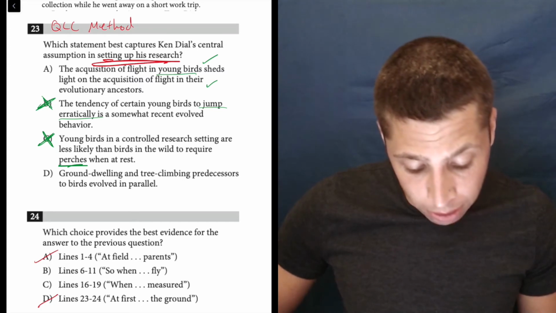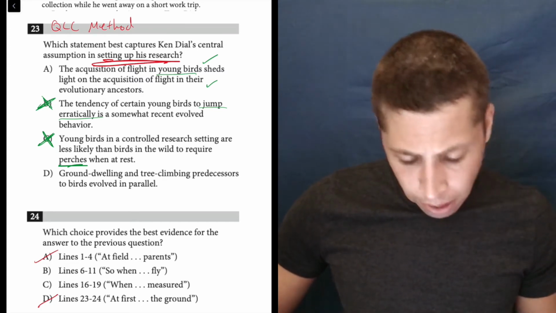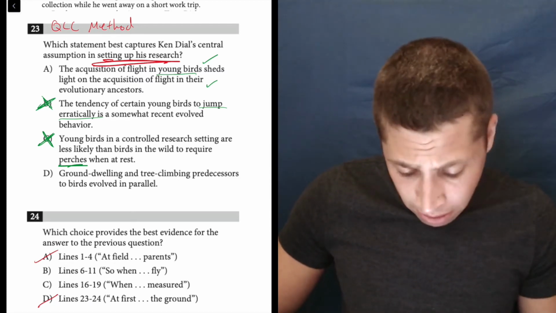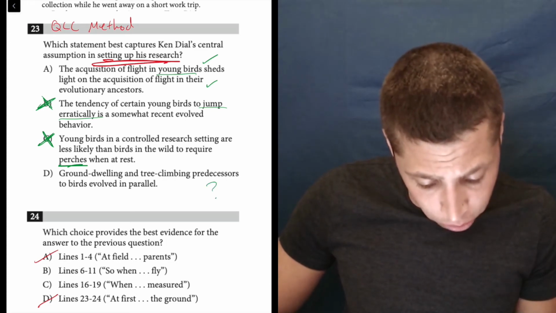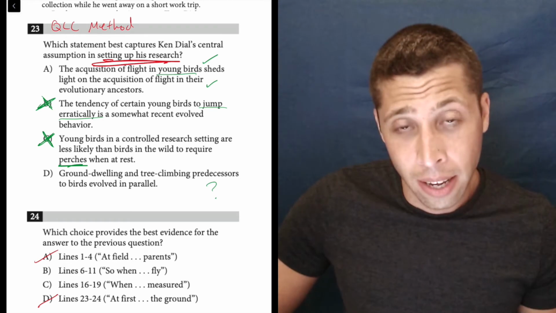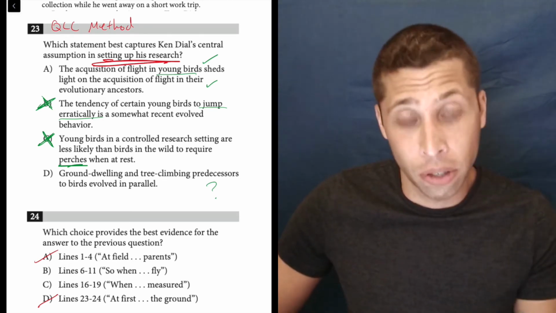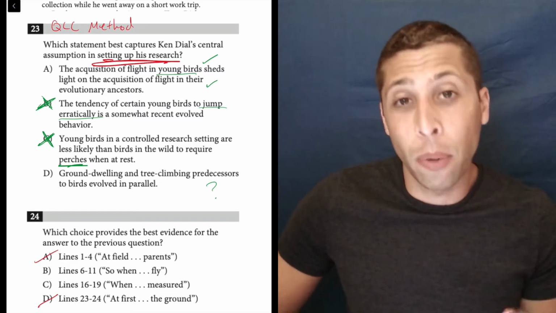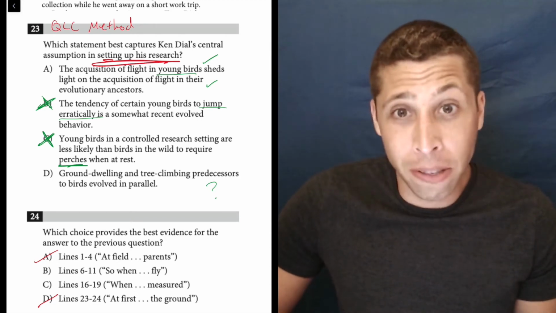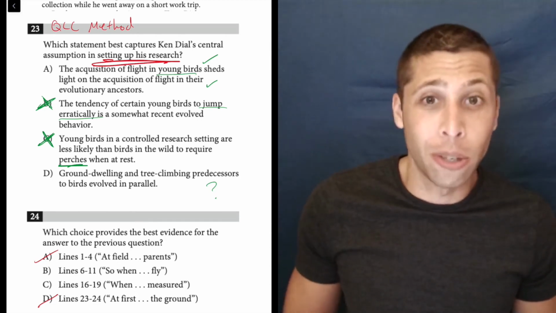Ground dwelling and tree climbing predecessors to birds evolved in parallel. Well, I don't know. I mean, it doesn't really make that kind of distinction. I don't really understand this choice, and that's not a good sign, because if the line reference is supporting it, then I should understand it, right? The line reference should kind of tell me what this means and vice versa. So this is a good example of being confused isn't always bad. Being confused might just mean you're looking at some choices that don't make any sense, and okay, you can move on, you can cross them out.